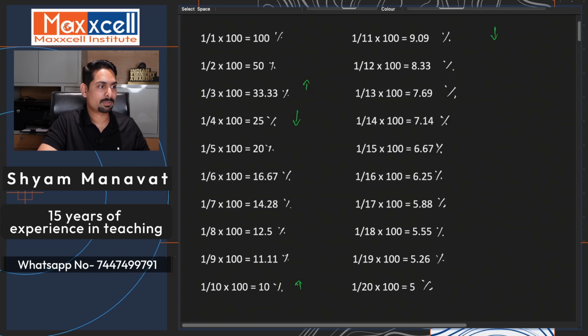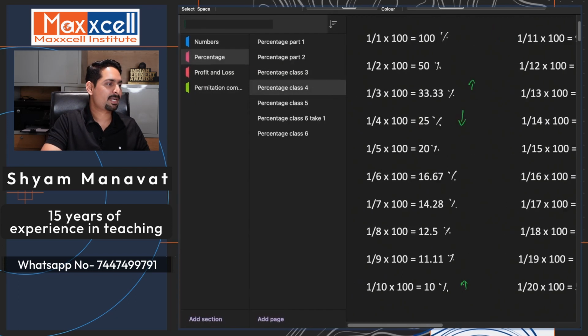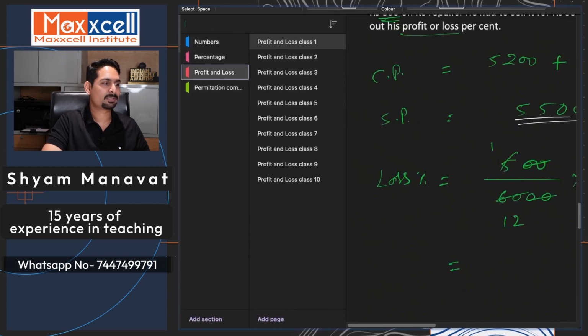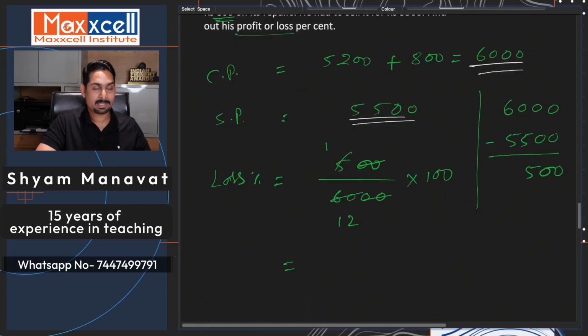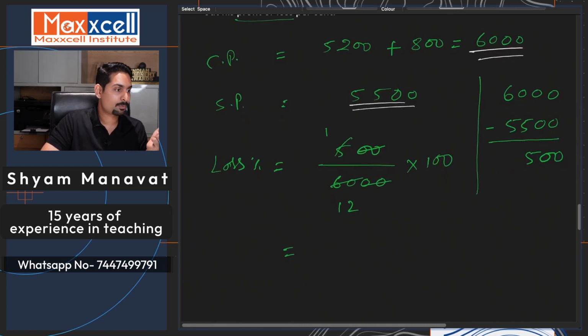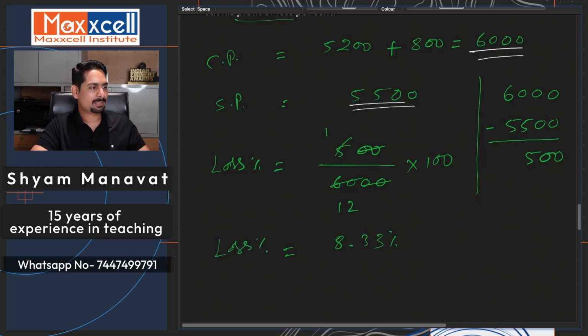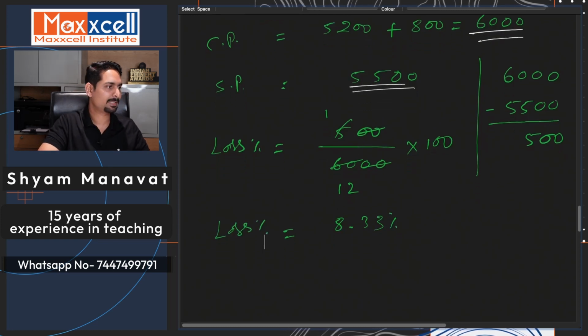So we got 1 by 12. What is the 1 by 12 percentage value? 8.33. That's why it is important for you to remember the fraction percentage table also. It's very important and I'm going to use it in other chapters also. So remember that. Learn that. So that is 8.33%. That's the loss percentage. I hope that's clear. Yes, that's the answer.